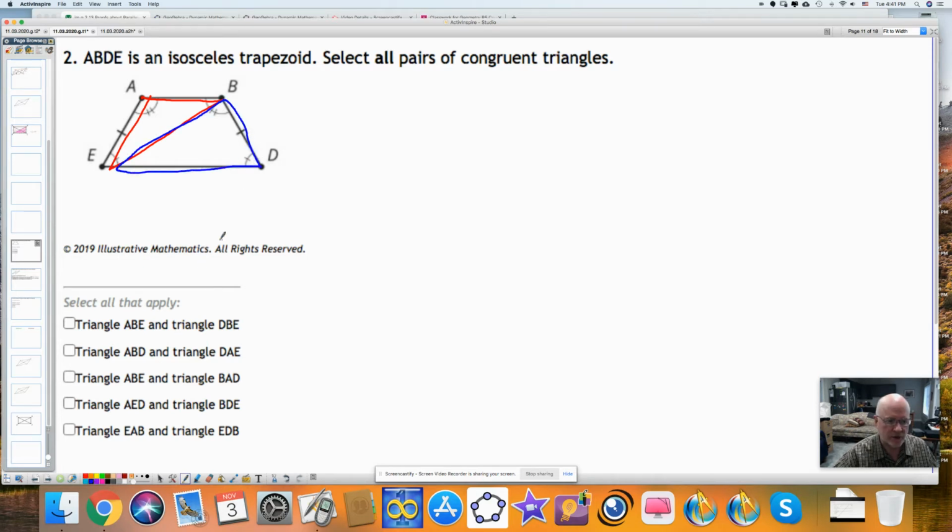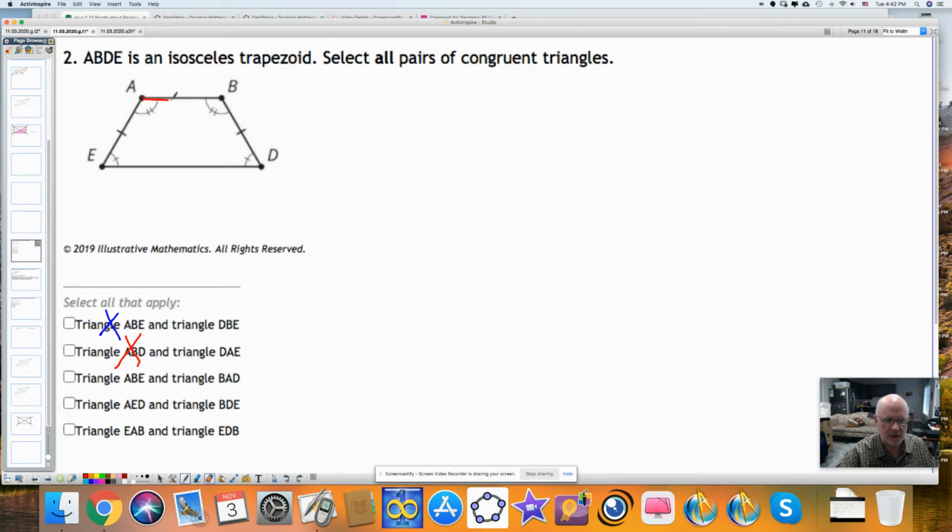And there is not enough information to show that these two triangles are congruent. This is not enough. Next, we look at triangles ABD, and I'll do that in this color. ABD is this one. And is it congruent to DAE? DAE is going to be here. Notice the letter order is important, but here it doesn't matter because these are not congruent. There's not enough information to show without a doubt that in this isosceles trapezoid, these are congruent.